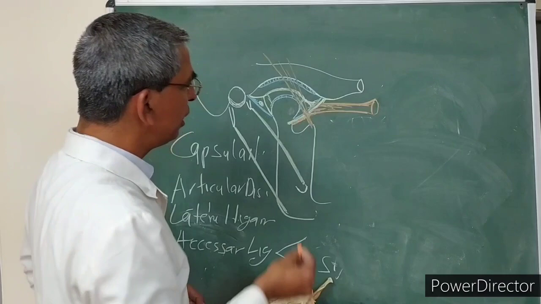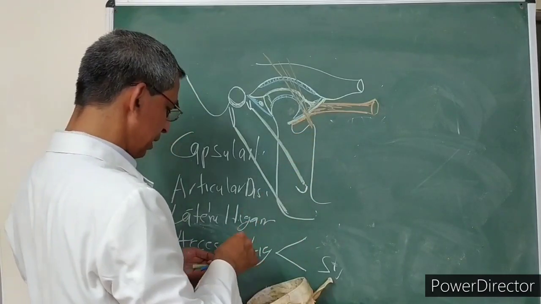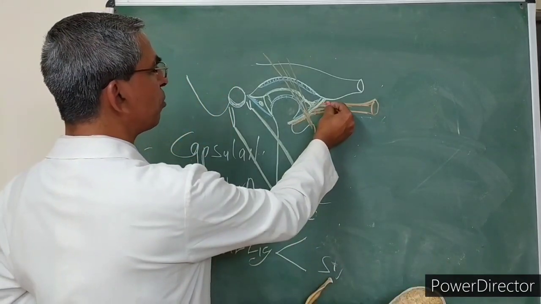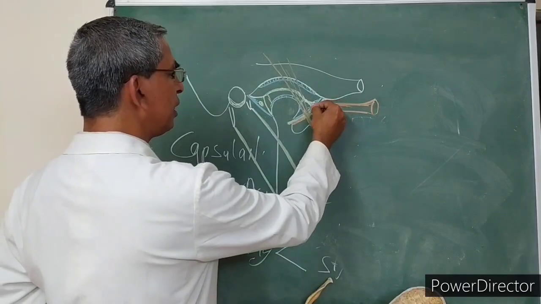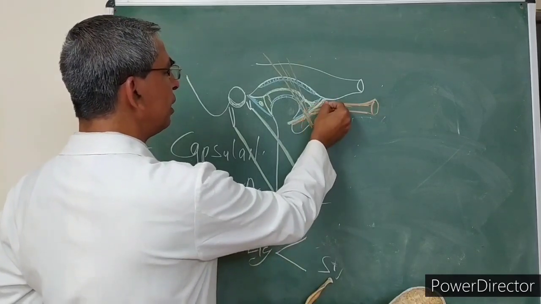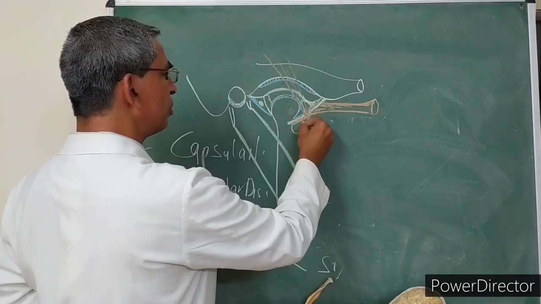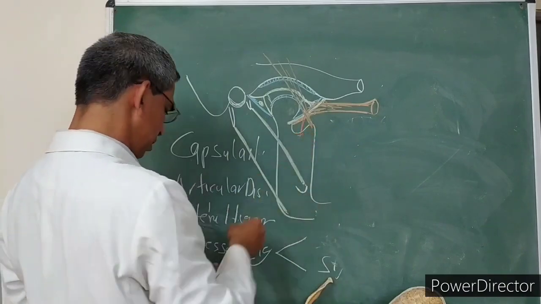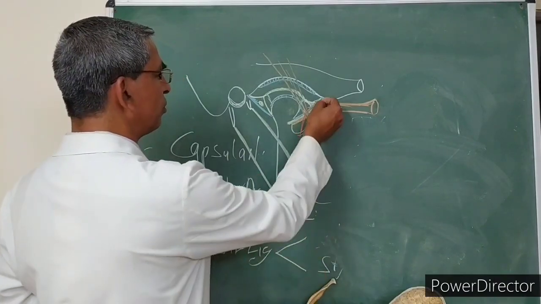The third structure is the masseteric nerve and vessels here. The masseteric nerve comes here from the upper border of the lateral pterygoid muscle, and then ends here towards the mandibular notch. So these are the masseteric artery or vessels and the masseteric nerve.